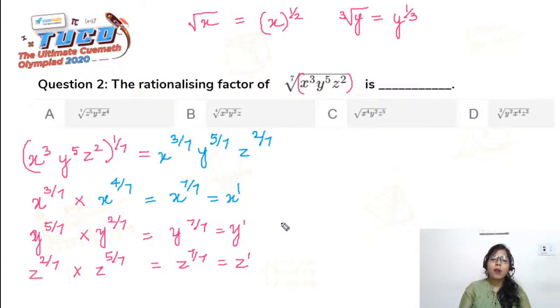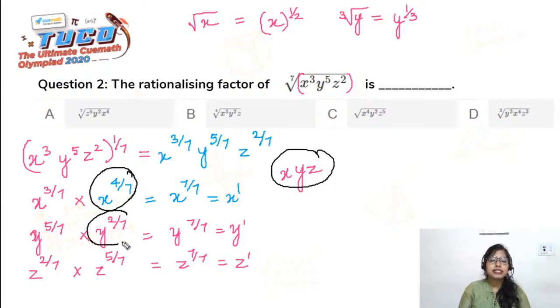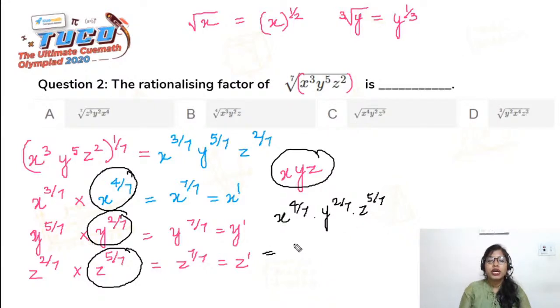Now, if you notice, the combination of these three became xyz, which is a rational number. So what are the multiplying factors? This was our first multiplying factor. This is our second multiplying factor. This is our third multiplying factor, which together is the rationalizing factor for this. So let me combine all three: x to the power of 4/7 times y to the power of 2/7 times z to the power of 5/7 is equal to, you could take, x to the power of 4 times y to the power of 2 times z to the power of 5, the whole to the power of 1/7.